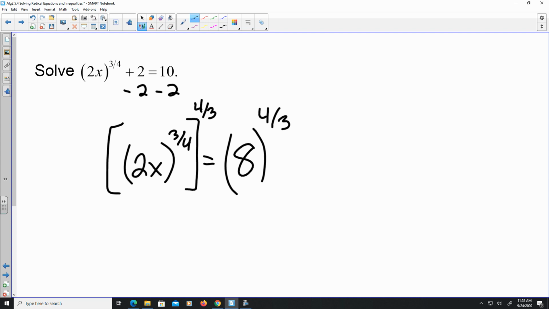So what that does is it cancels these out to be 1, so I'm left with 2x on the left-hand side, and 8 to the 4/3 power is going to get us 16. Now that it's just 2x is equal to 16, I get x equals 8.